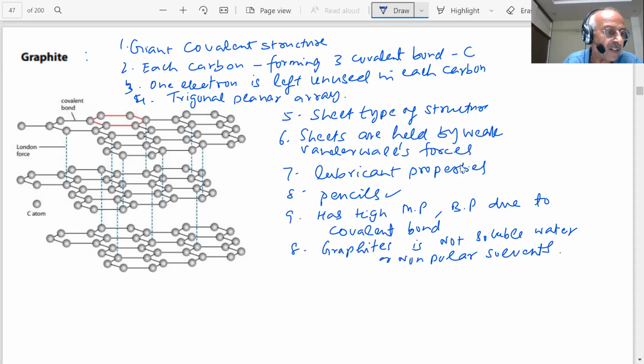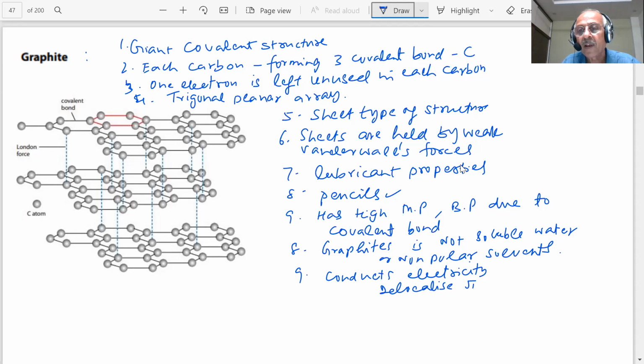Important properties: graphite conducts electricity. That is an important point, because there are free mobile electrons present. There is a delocalized pi system of electrons over it, so electrons can move within the system. These pi electrons are responsible for the conduction.